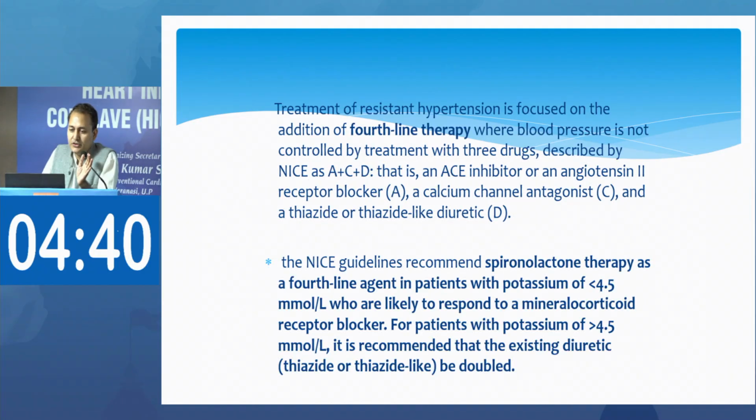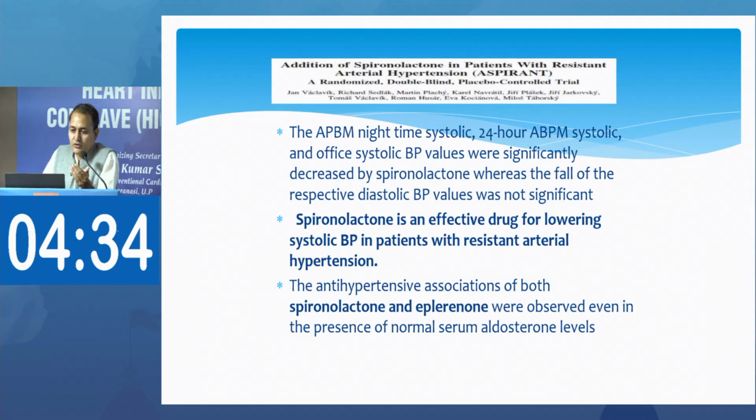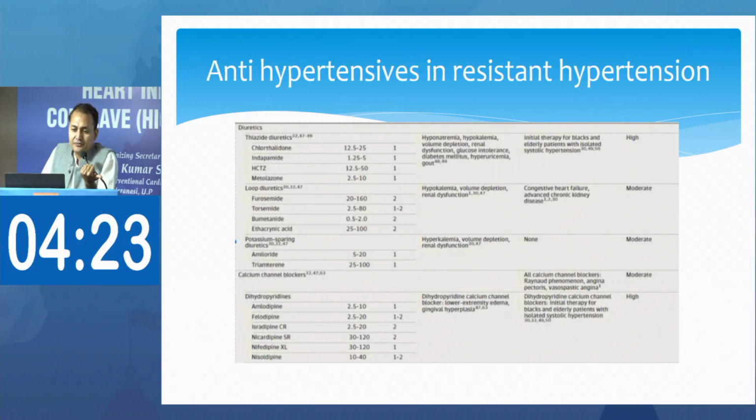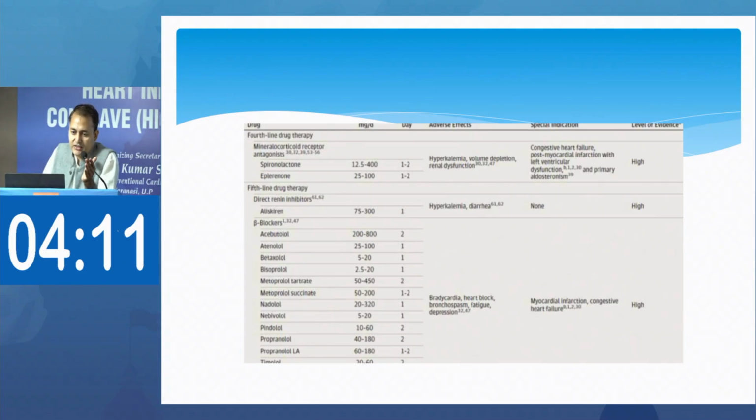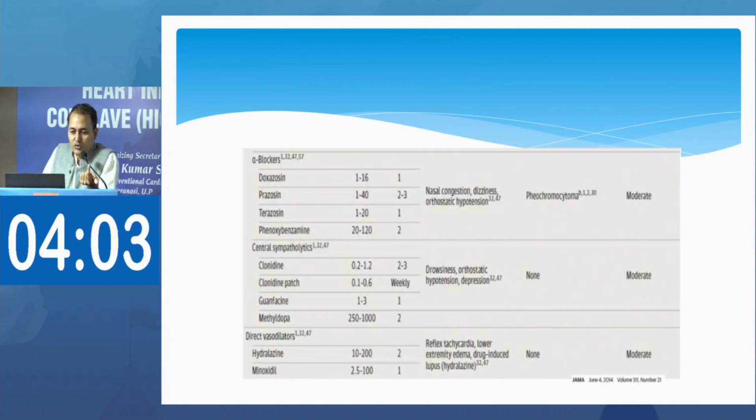And if you talk of pharmacological treatment, as we discussed, the fourth line of drug should be a diuretic with mineralocorticoid antagonist, and ABPM should be a good guide for seeing when we have to add this drug: night time, evening, or daytime. Then if you talk of the drugs we have for resistant hypertension, for diuretics we have multiple options. Then we have calcium channel blockers, then angiotensin receptor blockers, ACE inhibitors, then fourth line agents like mineralocorticoid receptor antagonists. Fifth line agents should be direct renin inhibitors. And then comes the role of beta blockers, and after beta blockers we have other vasodilator drugs like hydralazine.